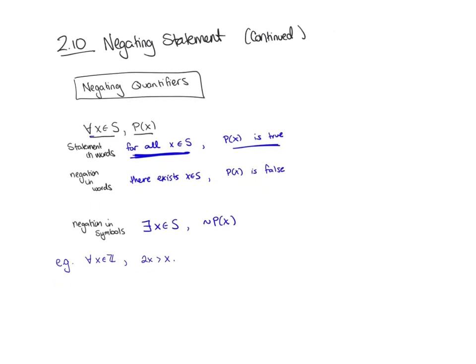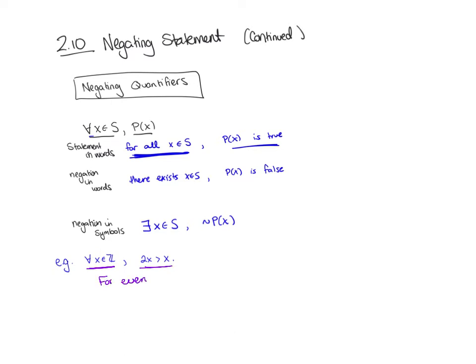Let's try that with an example. This example says for every integer, 2x is strictly greater than x. And we know that that's not going to be true. I'll give you a second to think about why that's not true. For example, we just need to show one thing it's not true for. When x equals 0, 2x is not greater than x, because 0 is not greater than 0.